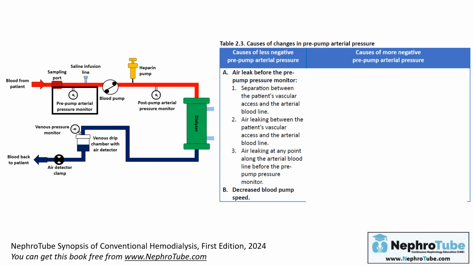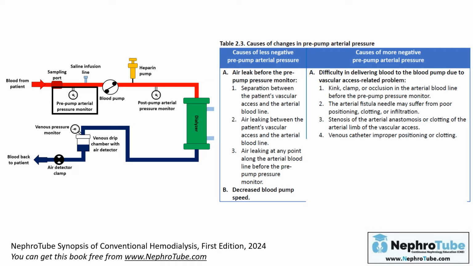Also, any decrease in the blood pump speed will decrease the negativity here, because the blood pump is responsible for creation of negative pressure in this area. So if we decrease the blood pump speed, the negative pressure behind the blood pump will decrease. So the pre-pump arterial blood pressure monitor will read less negative pressure.